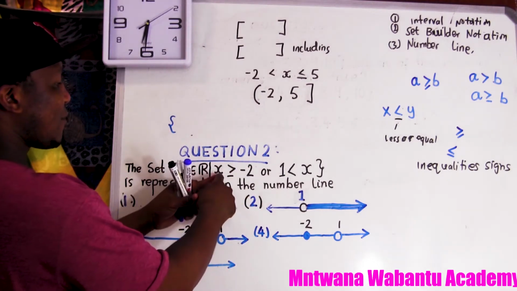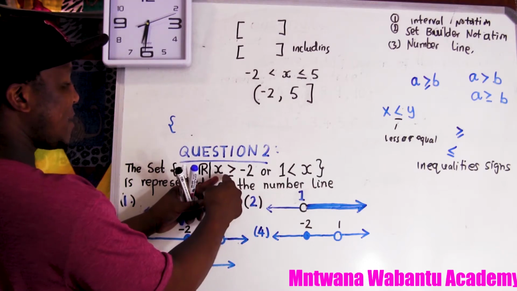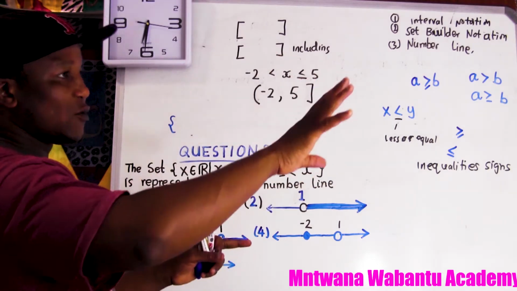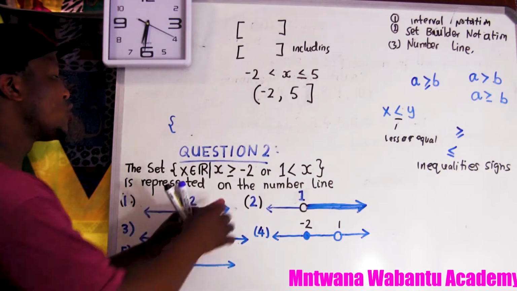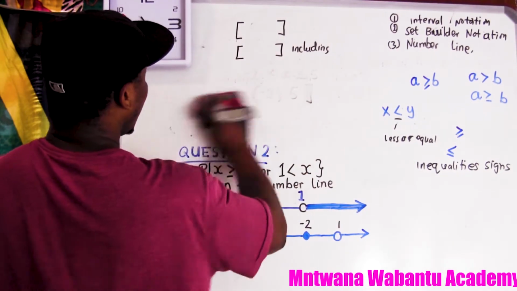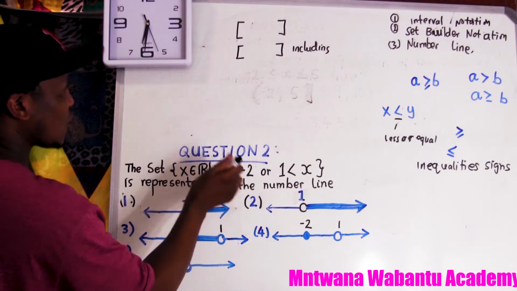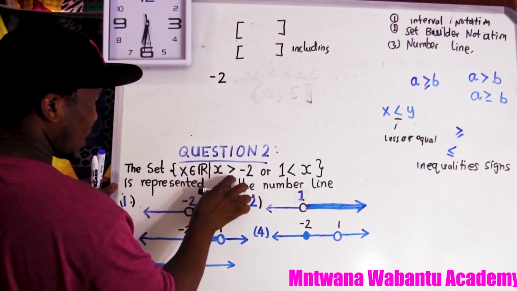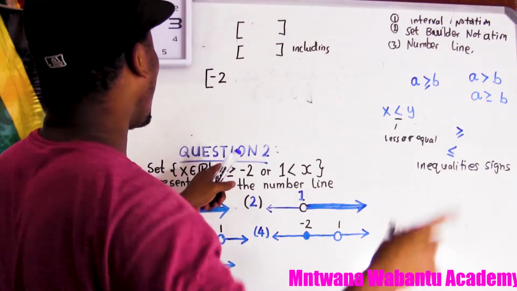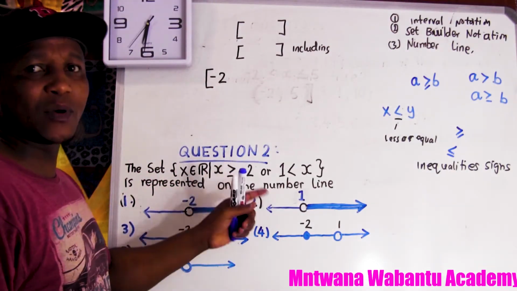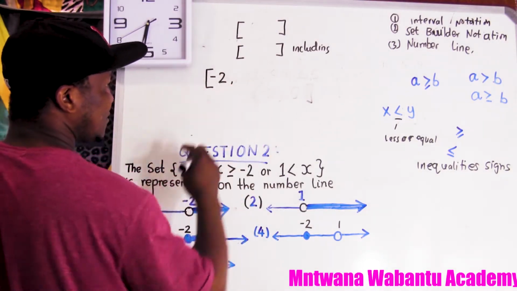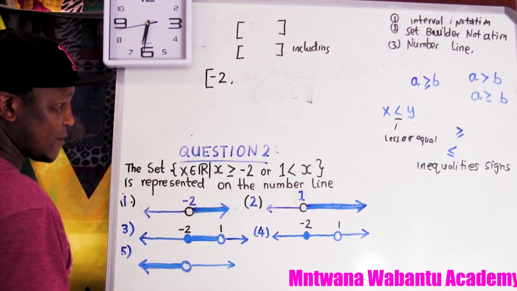Now it starts from -2 including, because X is greater than or equal to -2. So it starts from -2, but we don't know where it's going to stop. So I'm going to say it starts from -2 including, but you see, it starts from -2 and then it goes all the way because it's greater than -2. But do we know where it's going to stop? We don't know. They just say it's greater than -2. So it's going to go all the way. We don't know where it's going to stop.